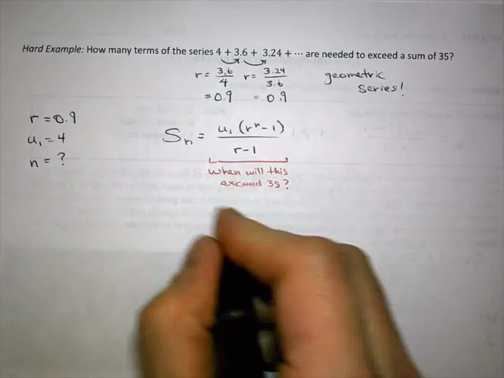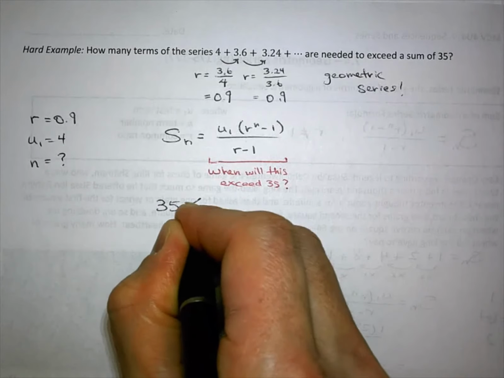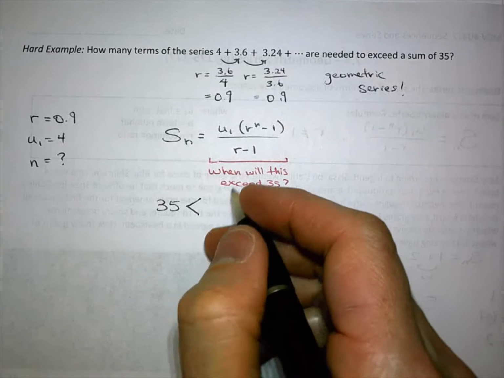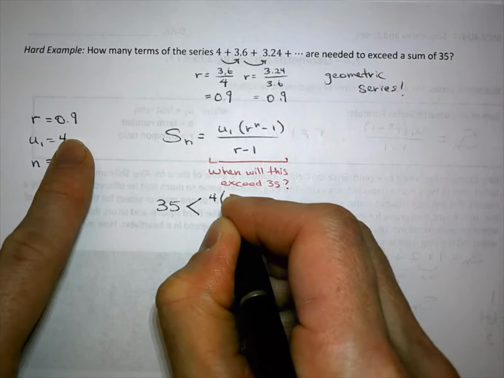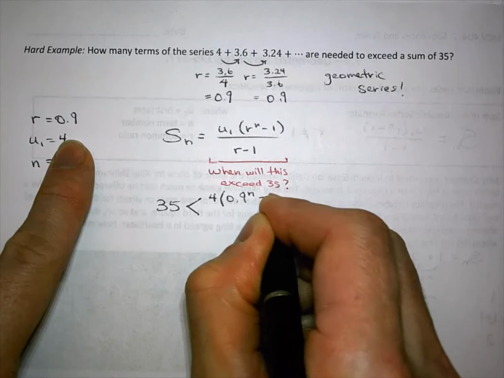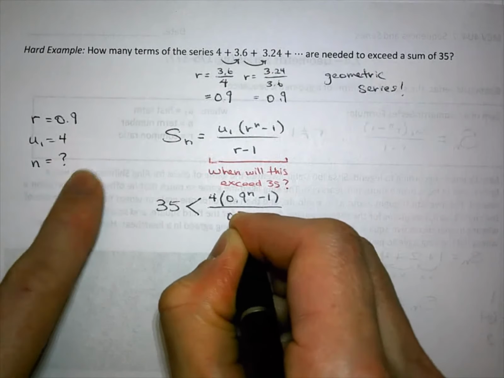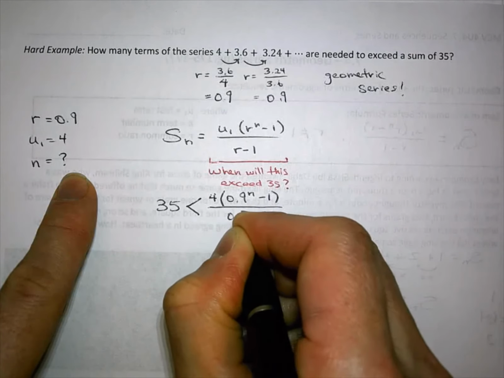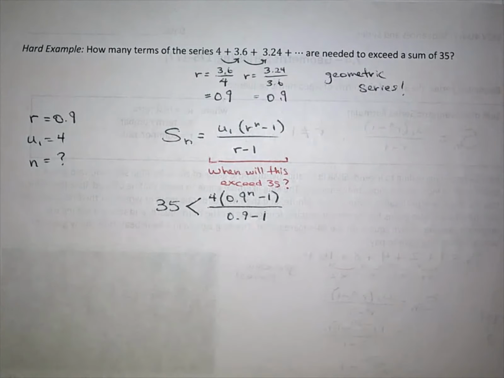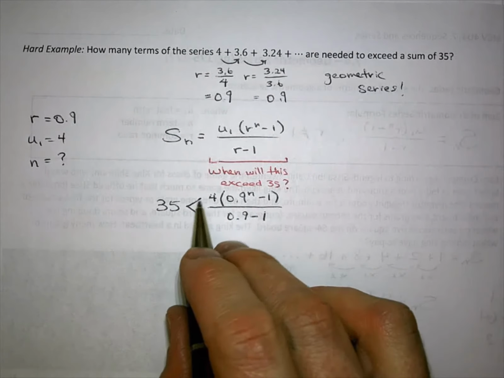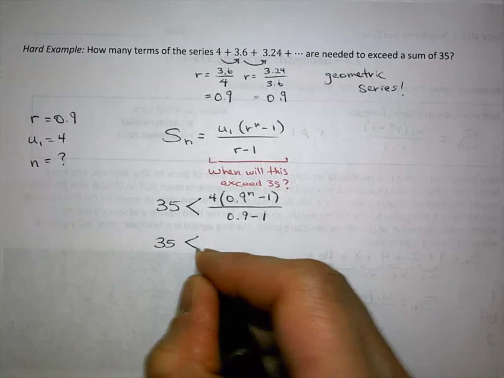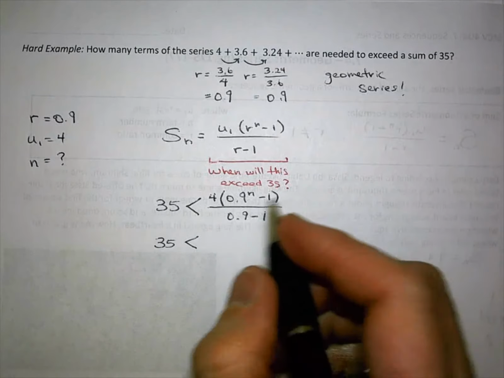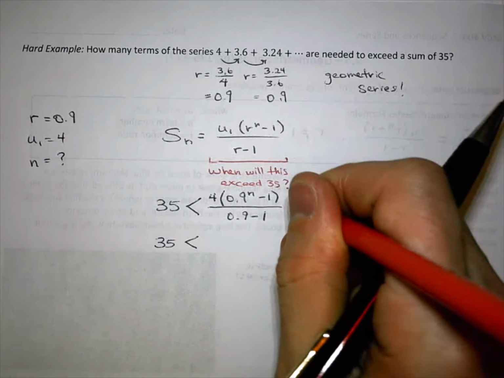So to do that, I want the expression on the right to be bigger than 35. So I want to have u1 is 4, times 0.9 to the power of n minus 1, over 0.9 minus 1. Ugh, that looks terrible. And it's not going to be great because it's an exponent I have to solve, and it's an inequality. But hopefully you've had a bit of practice in some of the difficult problems we've done in this chapter. So first thing I'm going to do is multiply both sides by 1 over 4.